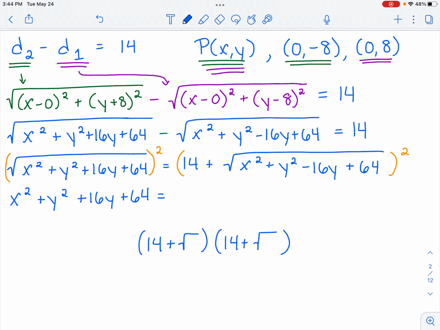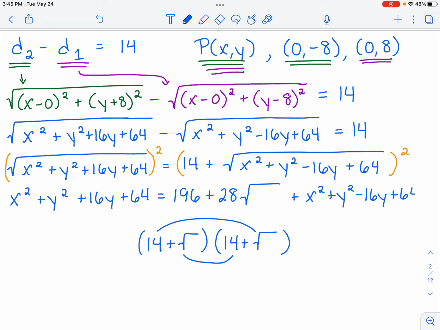All right, so first times first, 14 times 14 is 196 plus. And then I've got 14 times the square root plus 14 times the square root. That'll be 28 square roots. So I'm going to write 28 square root. Now the square root's really long and I don't have a ton of space, so I'm going to leave it blank. But this expression is going to end up there in the long run, okay? And then last times last, square root is the inside. So I get x squared plus y squared minus 16y plus 64, okay? And you should now see that there are a lot of like terms between the two sides of this equation.